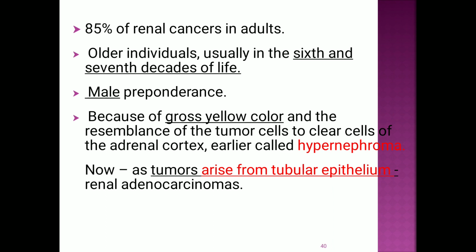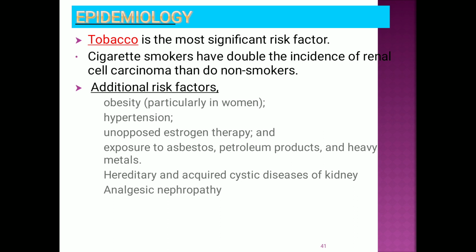Renal cell carcinoma. 85% of renal cancers in adults; older individuals, usually in the 6th and 7th decade, are more prone, with male preponderance. Because of the gross yellow color and resemblance of the tumor cells to clear cells of the adrenal cortex, it was earlier called hypernephroma. Now, as the tumors arise from tubular epithelium, it is called renal adenocarcinoma.